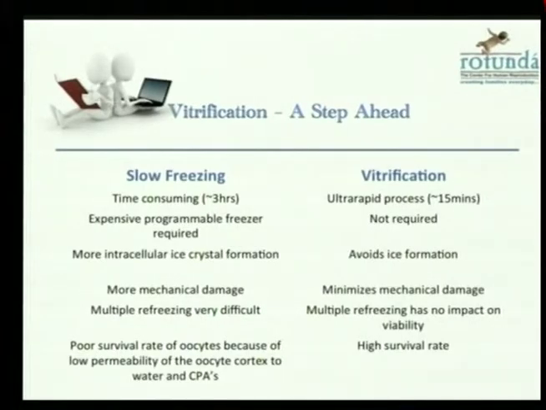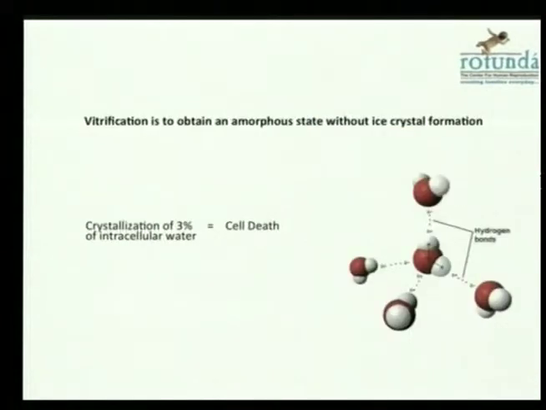There are two main methods of cryopreservation, slow freezing and vitrification. There are many differences between the two methods, but a very important difference affecting survival is that in slow freezing, there can be a lot of ice crystal formation, whereas vitrification, by definition, avoids ice crystal formation.